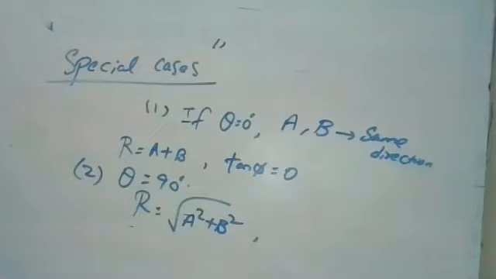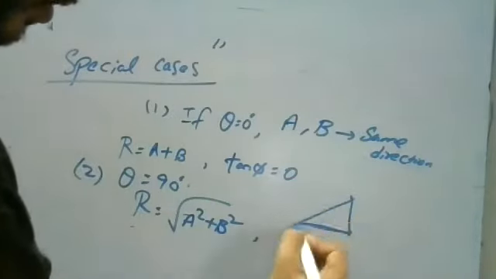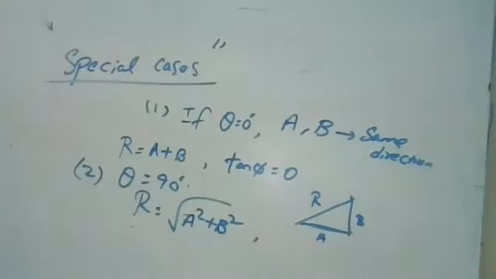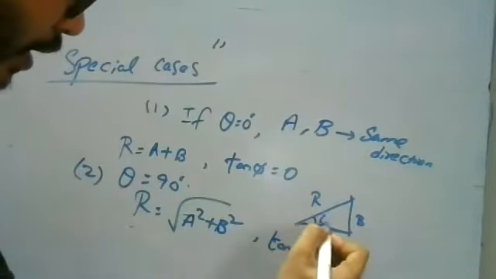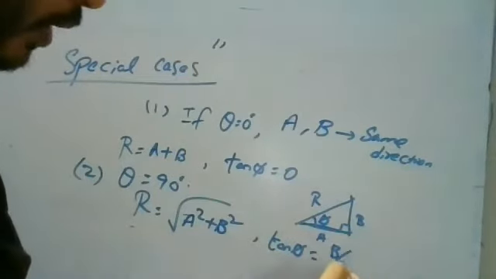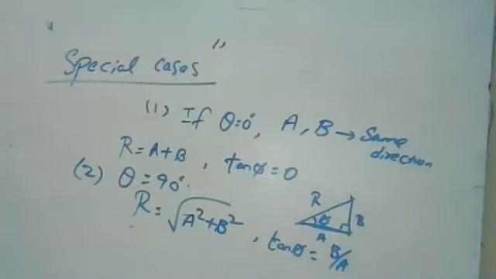It is like a regular right angle triangle itself. It is nothing but your resultant, it is A and it is B. Now what will tan phi be? Tan phi is the angle phi here. It is 90 degrees theta. So tan phi is equal to B by A. It is 90 degrees. Okay, third point.